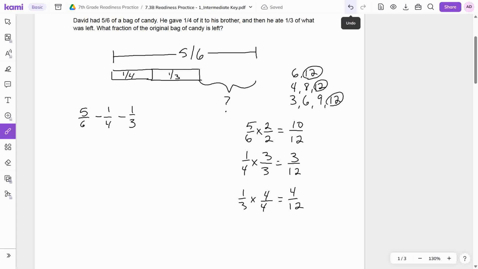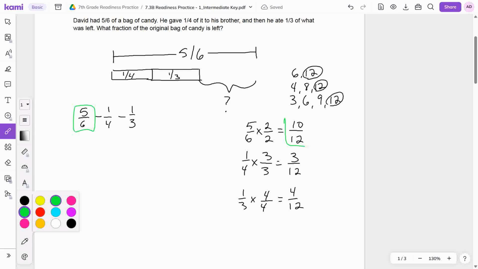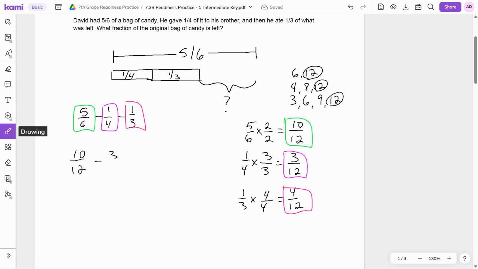All right, so I'm going to replace this. So this, let me color code these for us here. So my 5/6 is going to be there. My 1/4 is right here. And then my 1/3 is right there. So it's really 10/12 minus 3/12 minus 4/12. All right, so 10/12 minus 3/12 is going to be 7/12 minus 4/12.